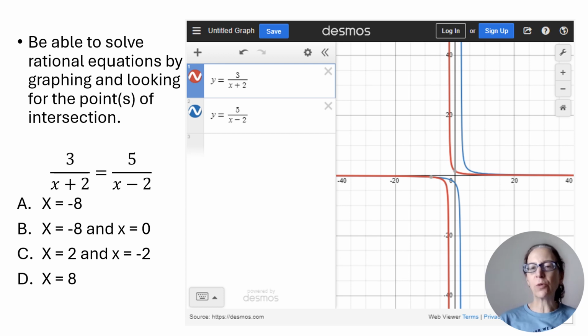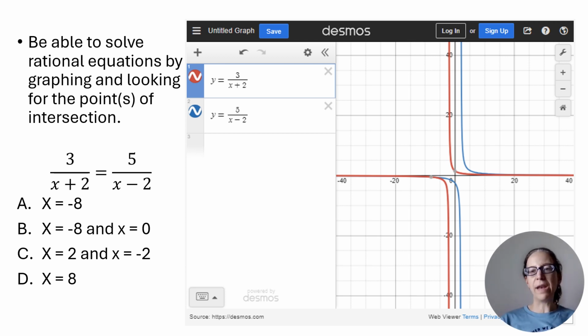And it's possible, we talked about this in class, that you have a stealth point of intersection that's somewhere way, way, way, way far away. These graphs do intersect, but right here I can see very clearly that it does cross at x equals -8, which means that it's either A or B.